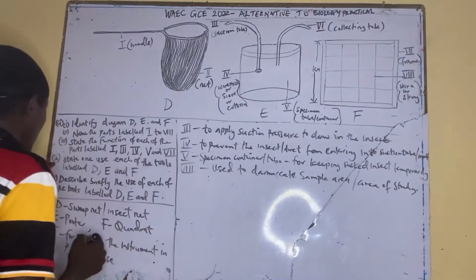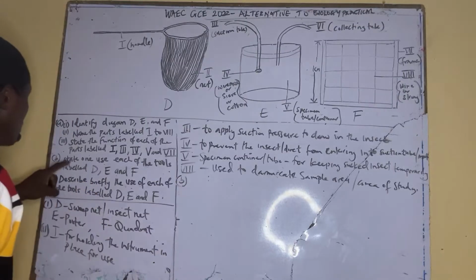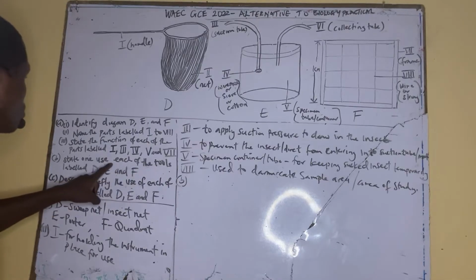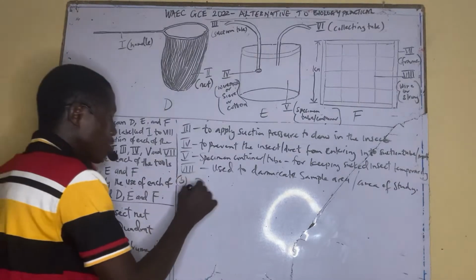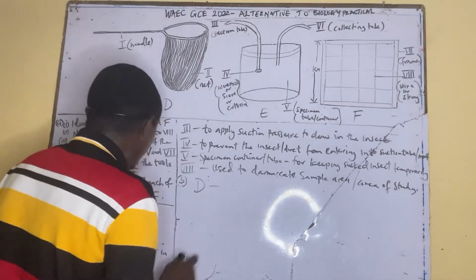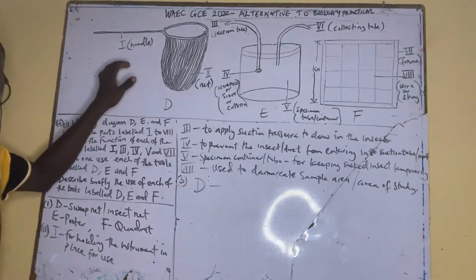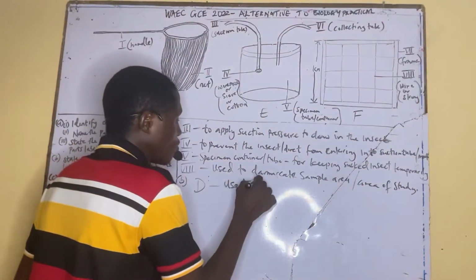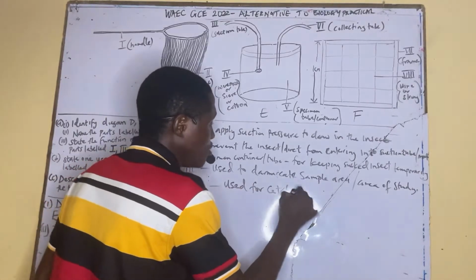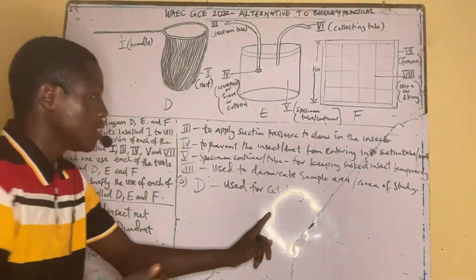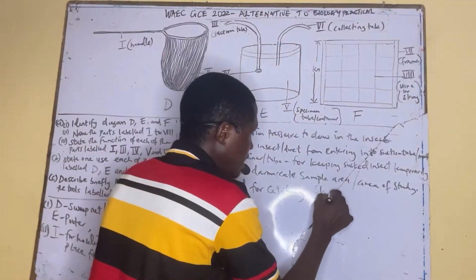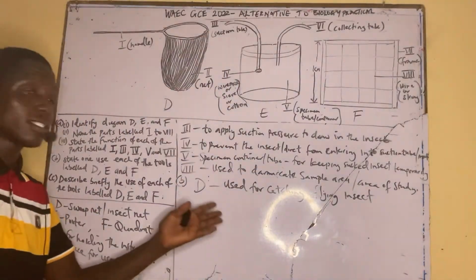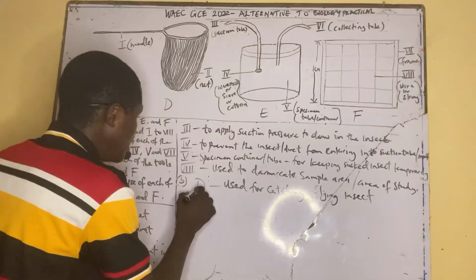So the next question here under B is: state one use of each of the tools. Now what is the function of D? D is used for catching flying insects. When you swing it like this, it's used for catching flying insects. So when you see the sweep net and they ask the function in the question, you know that it's used for catching flying insects.